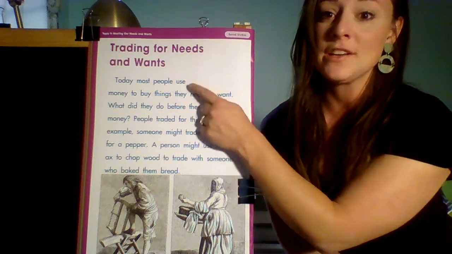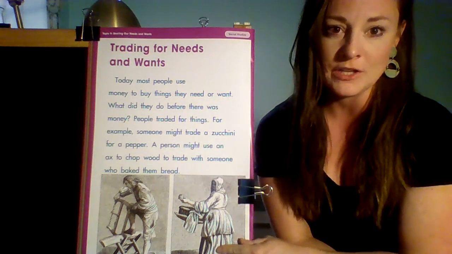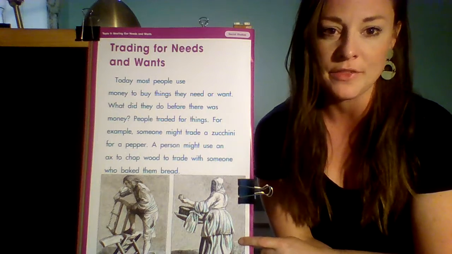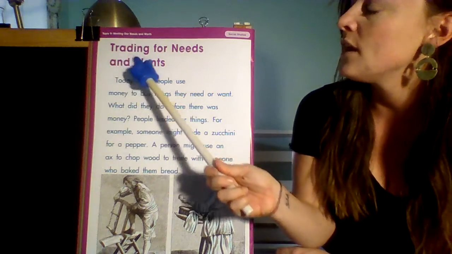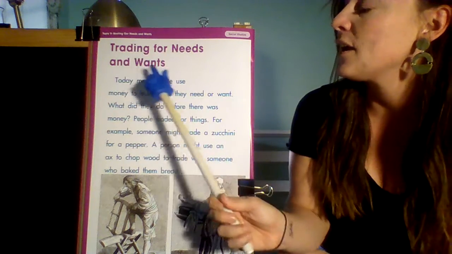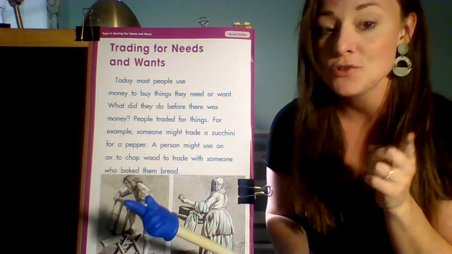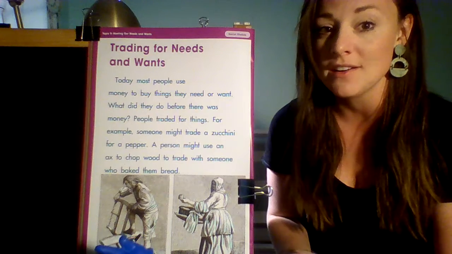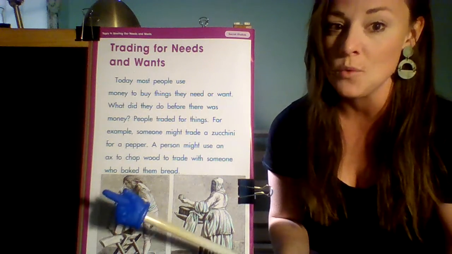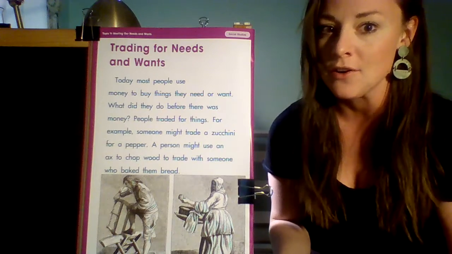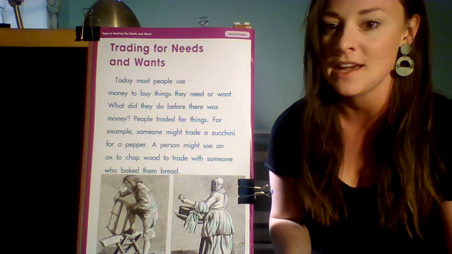Good readers always check their title first and then their picture to see what they can predict about what they're about to read. So our title for our shared reading today is Trading for Needs and Wants. And as you know, our essential question that we're working on in this unit is making choices about things that we need and things that we want. So you guys have a little bit of background knowledge about that now as we read this text.